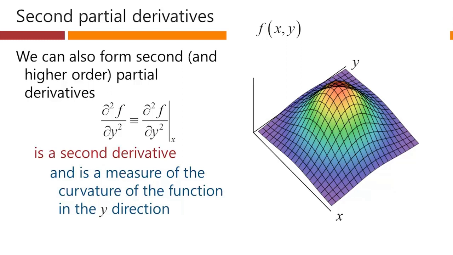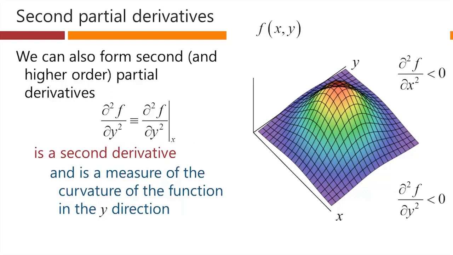And also we could be talking about the second partial derivative d2f by dy squared. Again, we could write that more explicitly with the x held constant here. And this is a measure of the curvature of the function in the y direction.